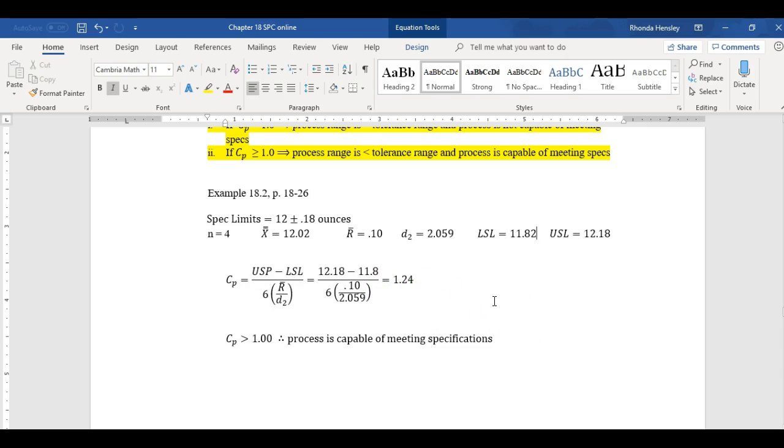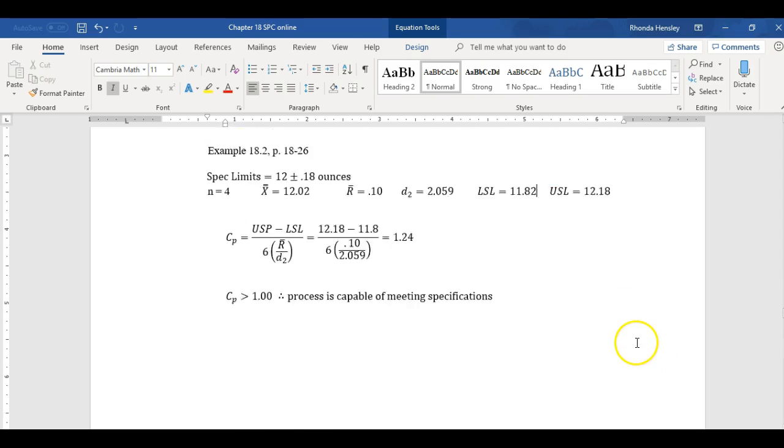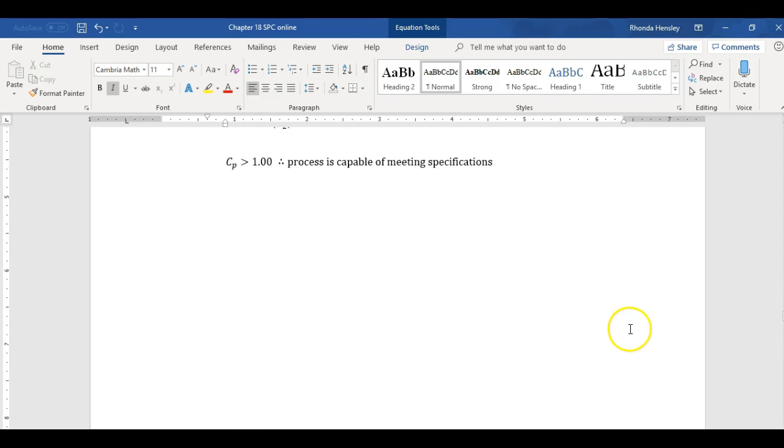Since my process capability ratio is greater than 1, that tells me that my process range is less than my tolerance range, and I have no excuse when management comes to me and says, you know, this is what we want your process to do. So anyway, that's when you look at it, process capability.